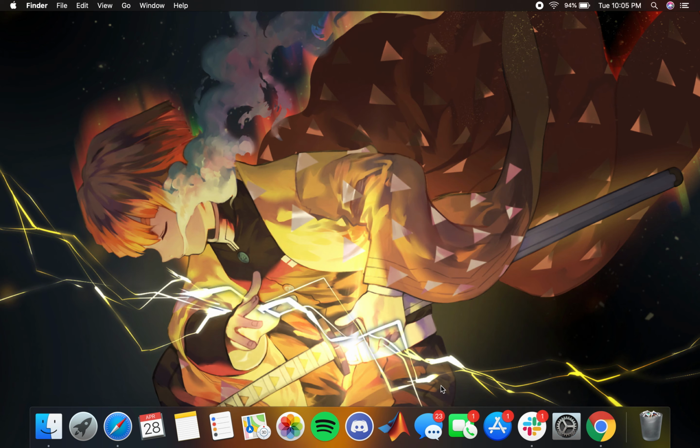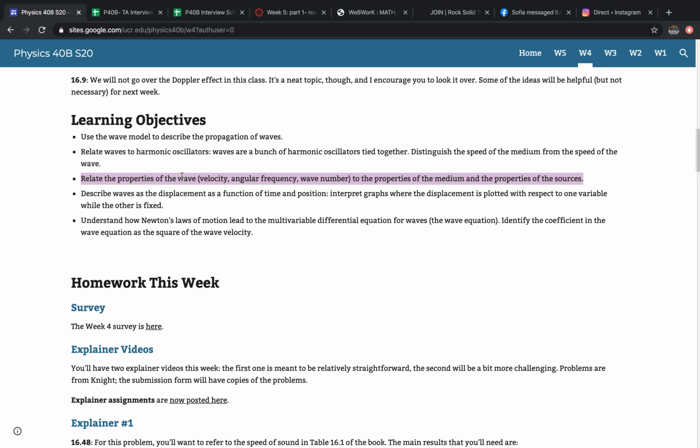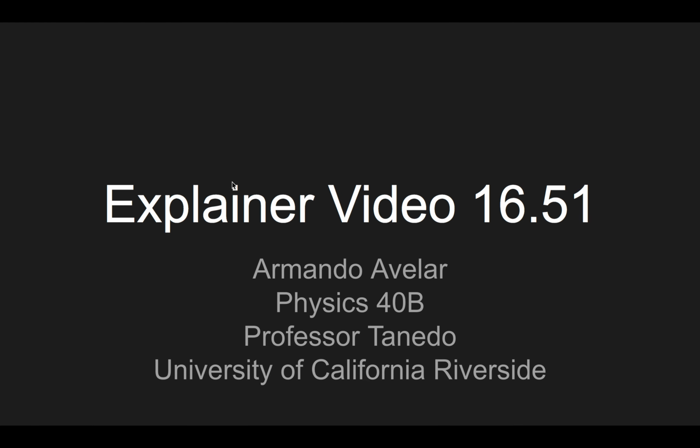We're going to be going over that problem today, but before we start, we're going to go over the learning objectives. The learning objective for this week is that we're going to relate the properties of the wave, which is velocity, angular frequency, and wave number. Mostly just this part, we're just going to relate them, and that's basically what this problem goes over. So let's start the problem, 16.51, just reminding you so you do the right one. Hopefully this is the one that you've been assigned.